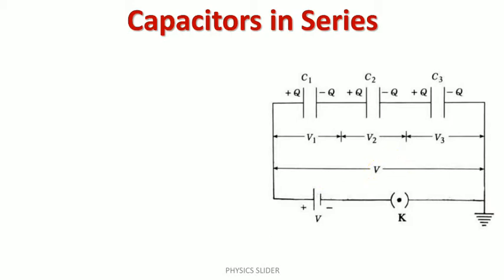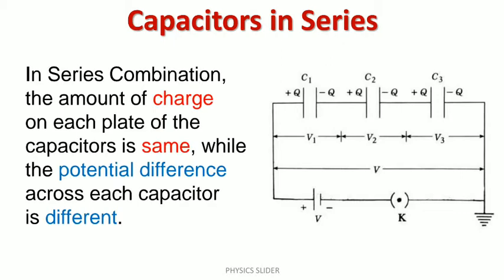And in this condition we can say that in series combination the amount of charge on each plate of the capacitors is same, while the potential difference across each capacitor is different. We can clearly see here the charges are equal in magnitude, however the signs are different, but the magnitude is same, while the potential drop is different in each capacitor. This happens in series combination. The charge is the same and the potential difference is different.